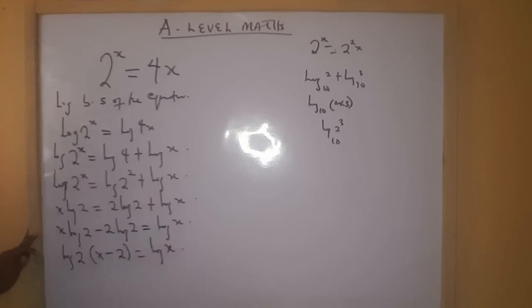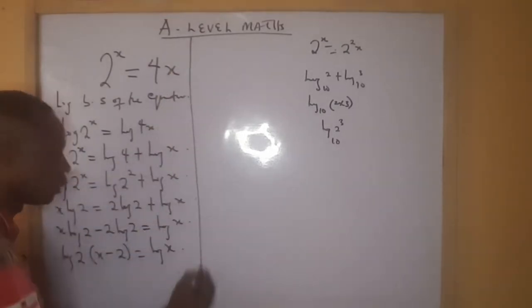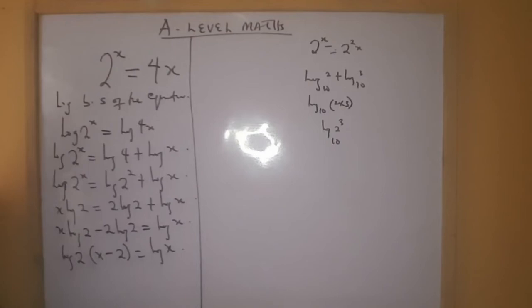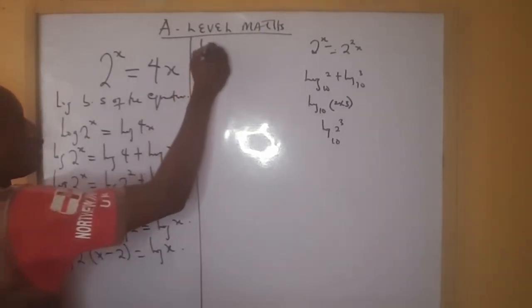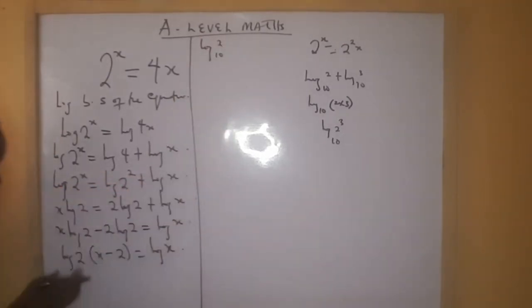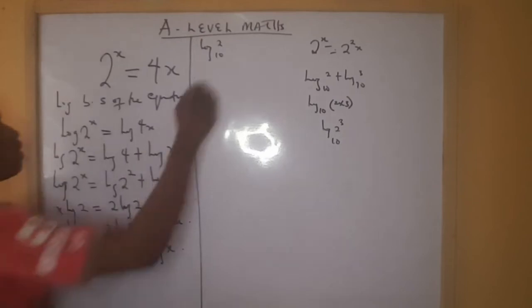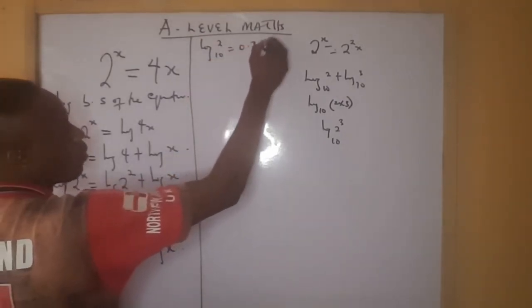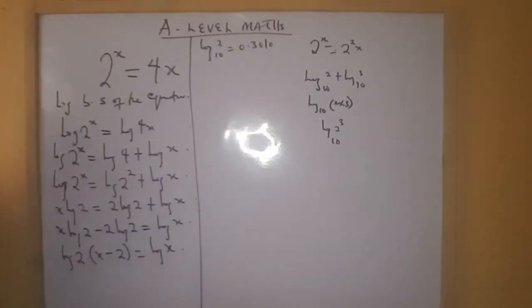Then it equals log x. Remember, our target is simply that we are looking for the value of x here. So what I will do next is that, since I know very well that this is log in base 10, I cannot find log in base 10 of x in the calculator. It is not possible, it's not allowed. But I can find log 2 in base 10, which is simply 0.3010 in the calculator. Are we following?